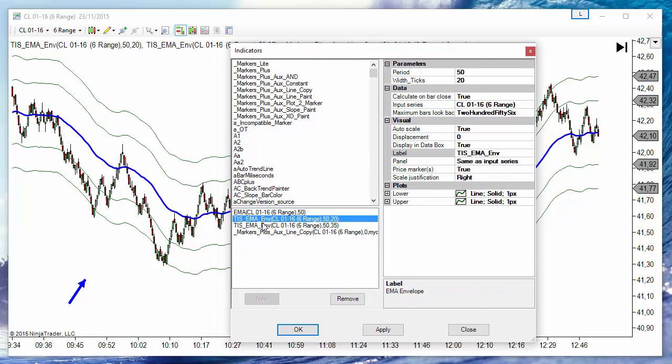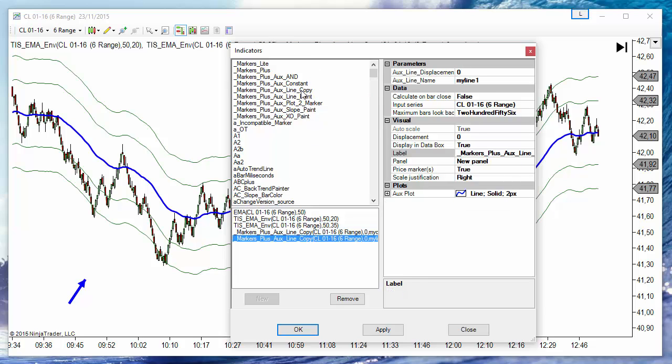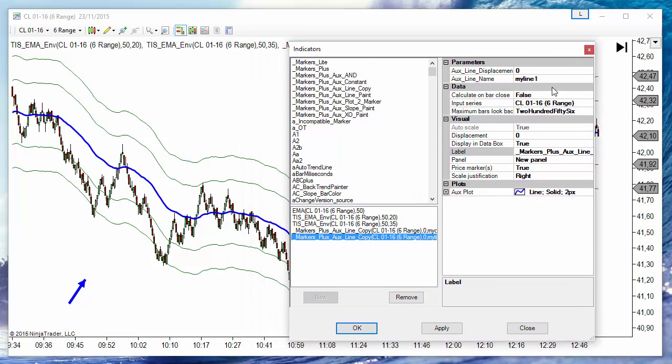I am using standard envelopes. You can use any envelope you wish. If you don't have a standard envelope, you can find several on my website. These envelopes are free. Let's use the copy indicator to copy an envelope that is between these two lines, and I will call this line short, because that will be my short line, in red and dotted line.